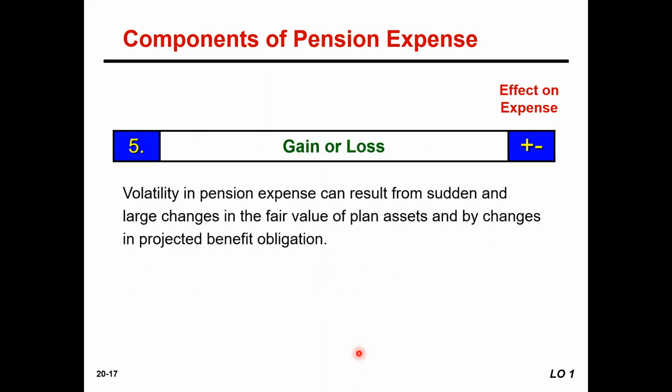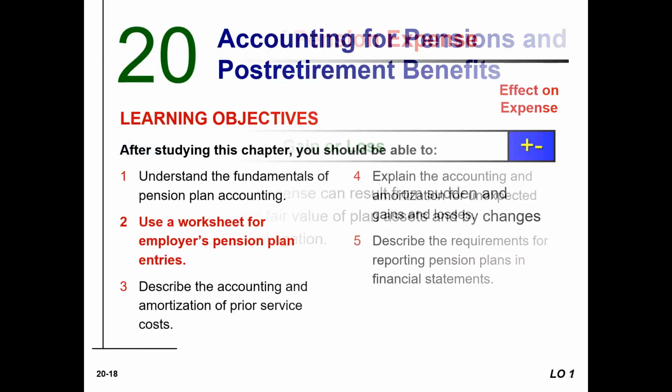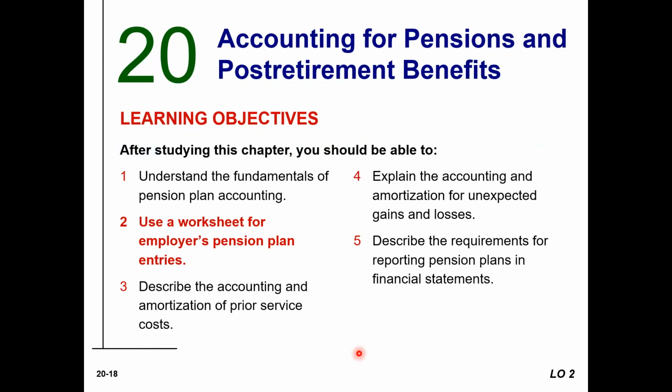Gains or losses. Volatility in pension expense can result from sudden and large change in the fair value of the plan assets and by changes in projected benefit obligation. Use of worksheet for employers' pension plan entries, learning objective 2.